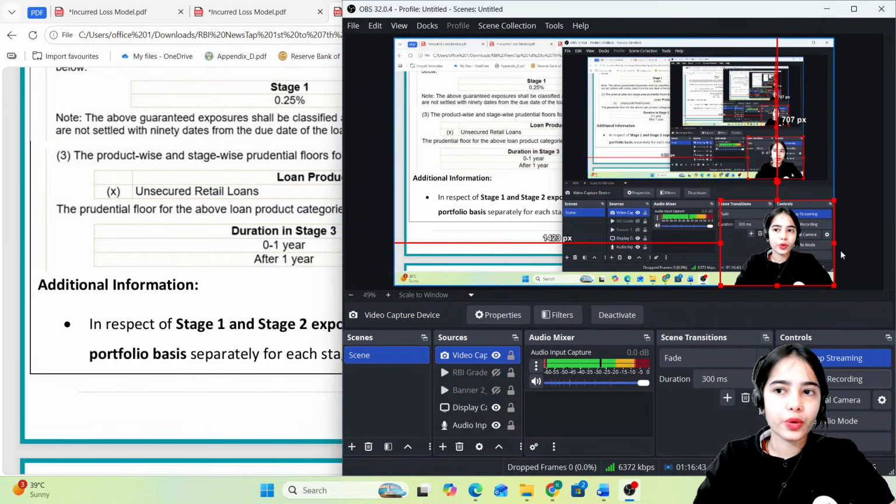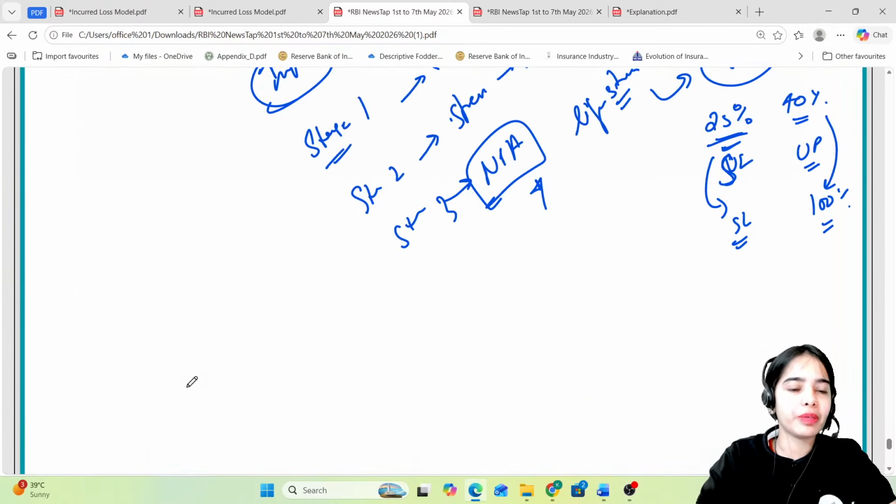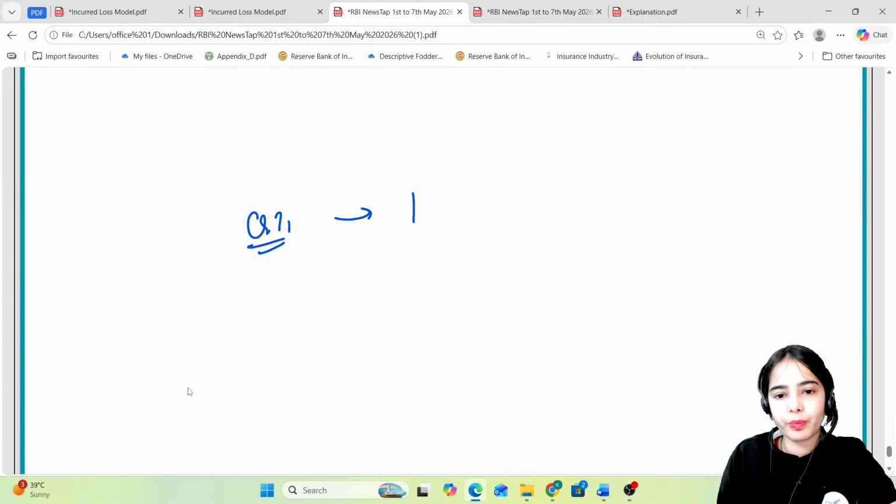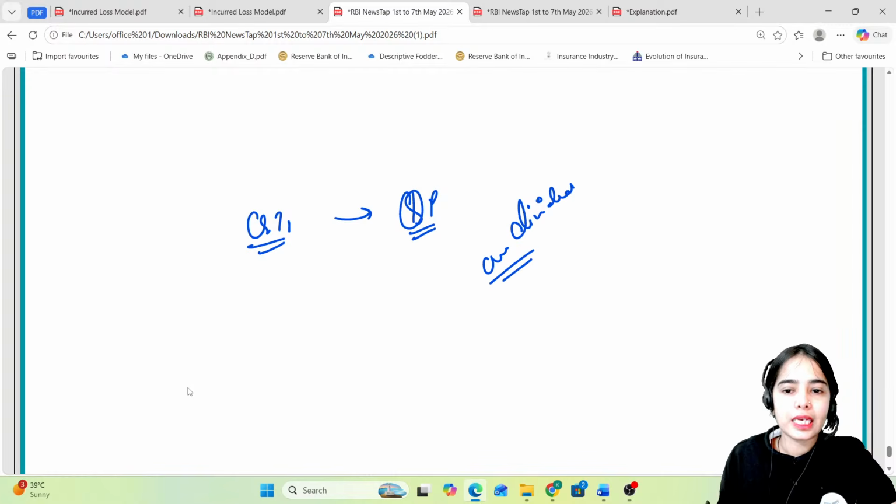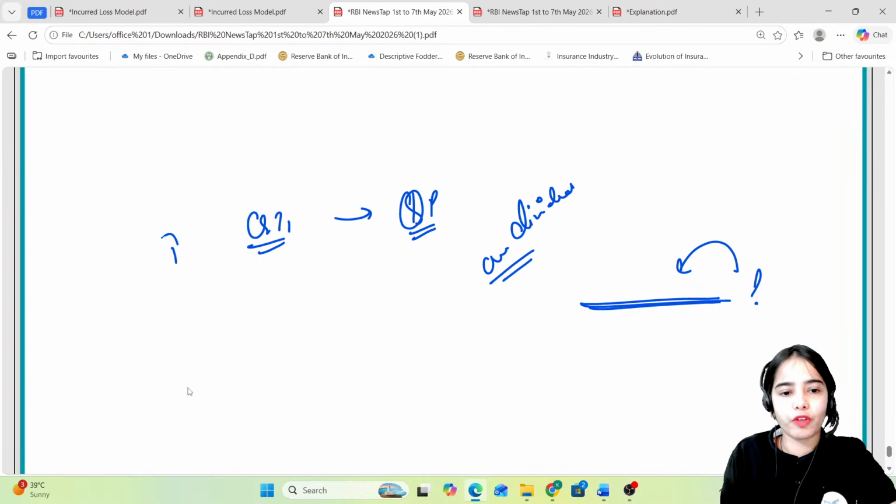I hope the things are clear, and do tell me in the comment section below: in the common equity tier 1 capital, the quarterly profits will be added. In this, the average dividend is considered for how many years? This is from the first article.